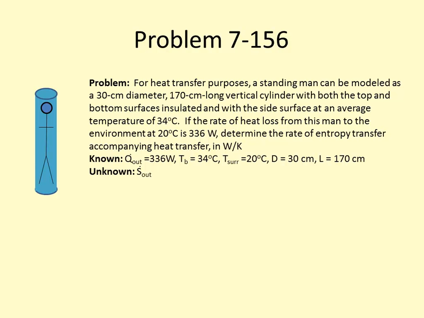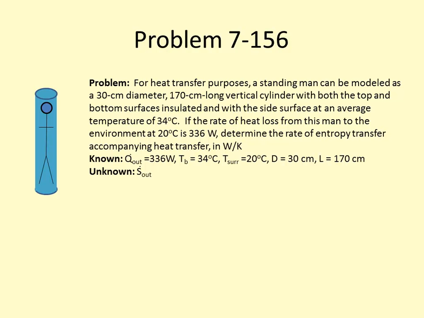If the rate of heat loss from this man to the environment at 20 Celsius is 336 watts, determine the rate of entropy transfer accompanying heat transfer in watts per Kelvin. Okay, so we know Q dot out is 336 watts. We know the temperature of the boundary is 34 Celsius, the boundary of the man. The temperature of the surroundings is 20 Celsius, and the dimensions of this person. So how do we determine the rate of entropy transfer to the surroundings?